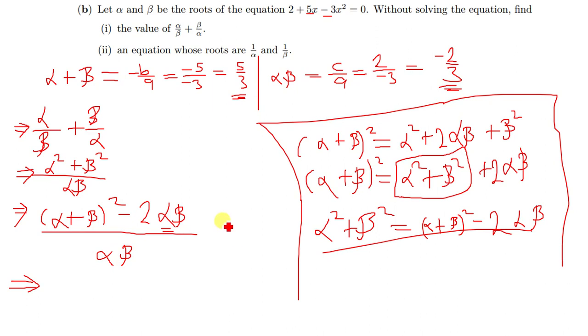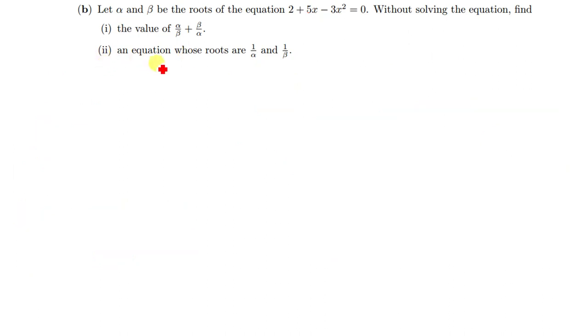Let us quickly move on to the next question. Our next question is saying an equation whose roots are 1 over alpha and 1 over beta. When we talk about roots, roots are just the answers that you get after solving a quadratic equation or after solving an equation. So x is equal to 1 over alpha. Another root that we have is x is equal to 1 over beta.